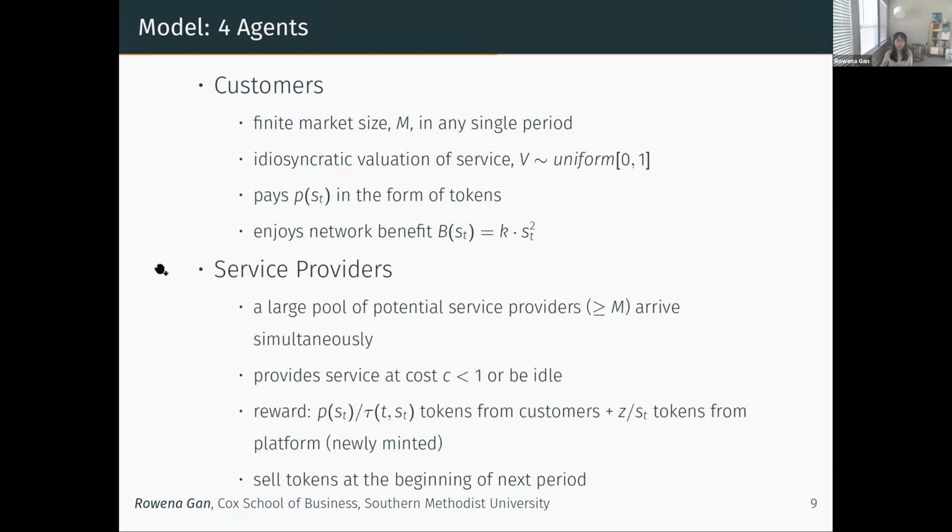Then there is a large pool of service providers who arrive simultaneously. A service provider can either provide service at a fixed unit cost C or be idle. And their reward will be in the form of tokens, and that they get tokens from the customers who they serve. And they also get tokens from the platform if new tokens are minted.